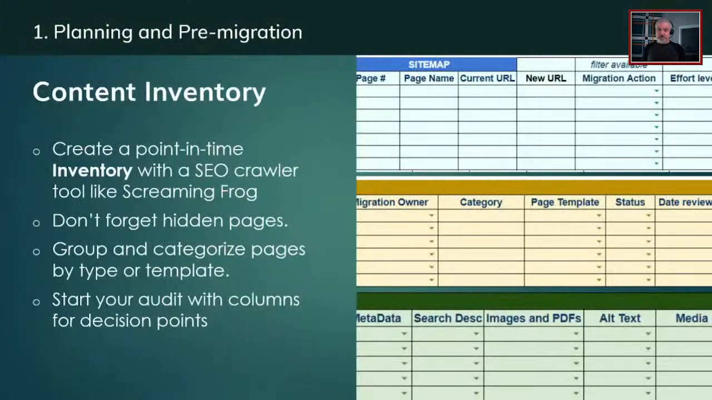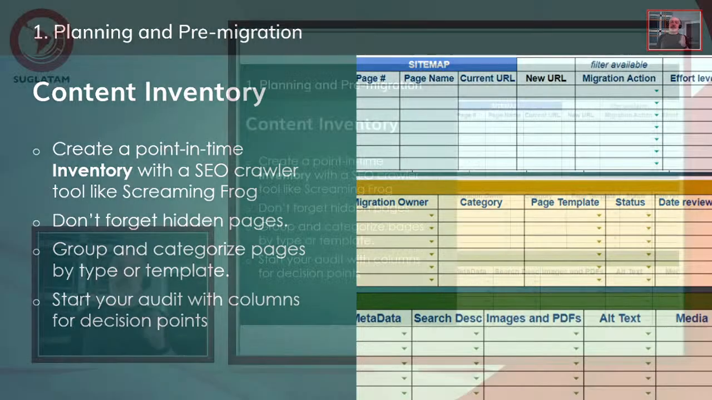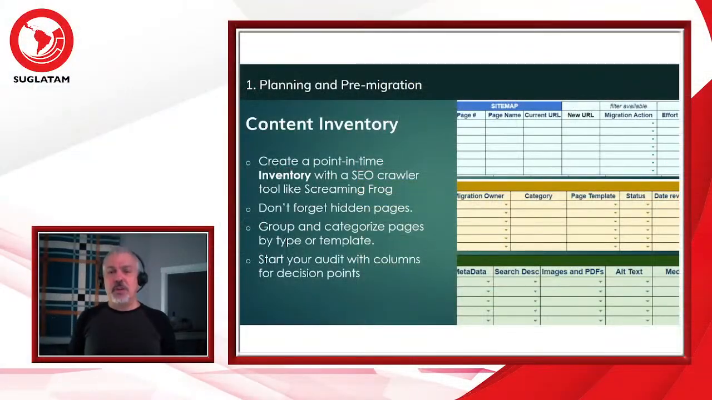Start out with a point-in-time content inventory done with an SEO crawler like Screaming Frog. There are additional crawlers available out there. There's one called Sitebulb. There's URL Profiler. And then there's another one, an old but free PC-based application called Xenu's Link Sleuth. It's a little bit finicky to use and it can be a little bit tricky.